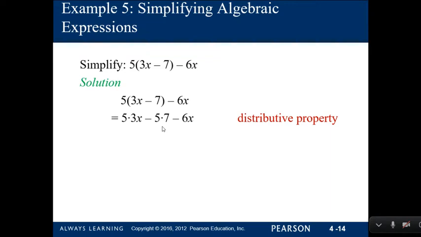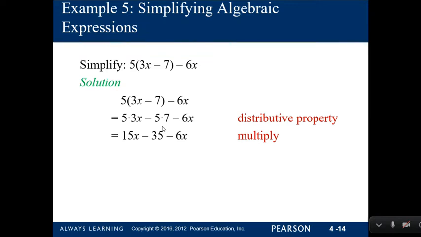Then you actually go ahead and multiply it together. 5 times 3x is 15x. 5 times negative 7 is negative 35. So I'm going to have 15x minus 35 minus 6x, like they have right here. Okay, now it's still not simplified because I have like terms there that are not combined. Now, if that was 15x minus 35 minus 6y, I could be done. But since that's a 15x and a 6x, I have to combine those, right?